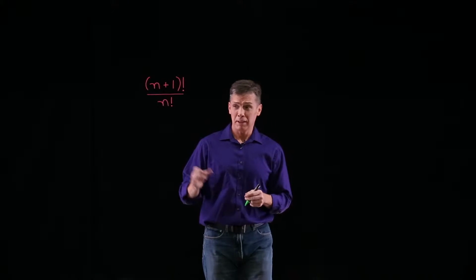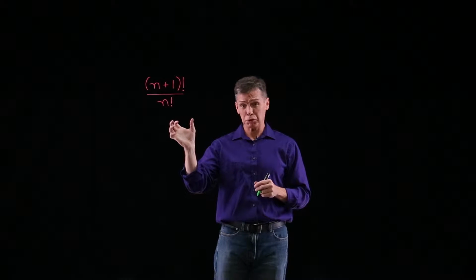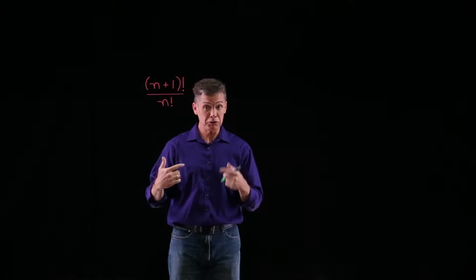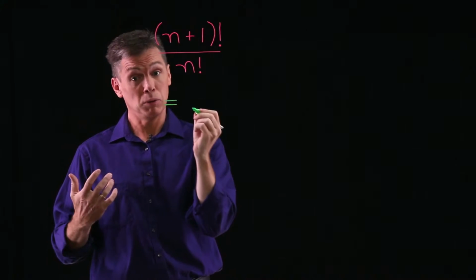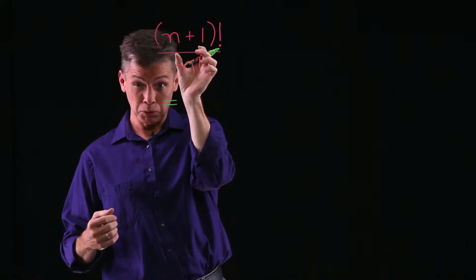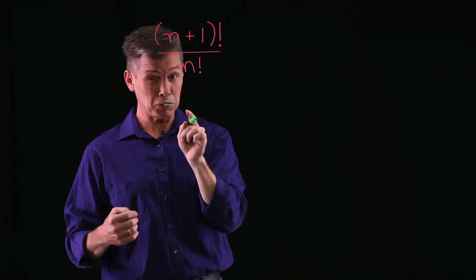Okay, in this problem, they ask us to simplify the factorial expression. We don't know what n is, but we're still going to be able to clean this up a little bit. For instance, as a first step, we don't know what n is, which means we don't know what n plus 1 is, but you do know how factorials work.